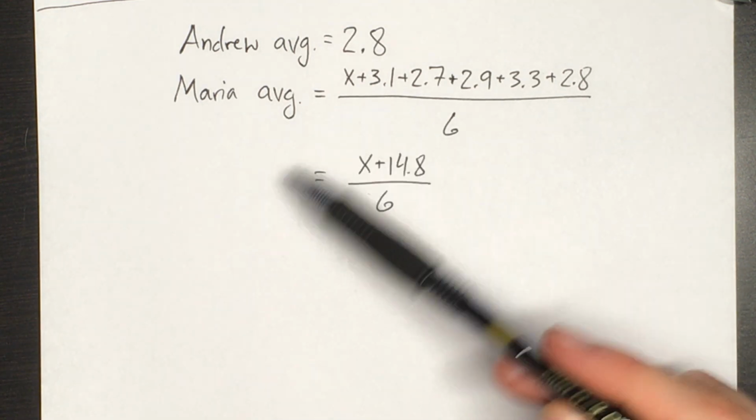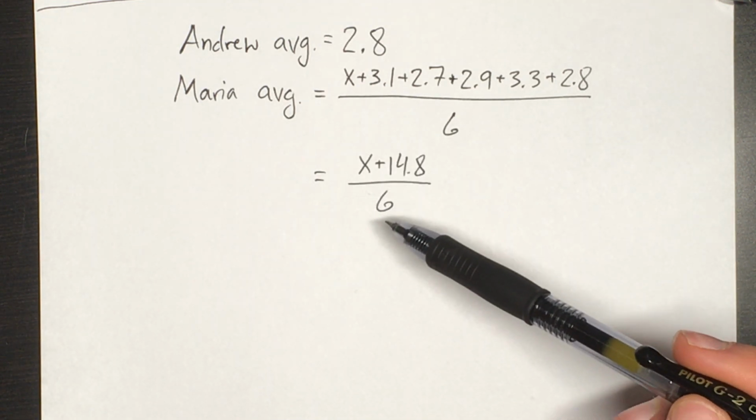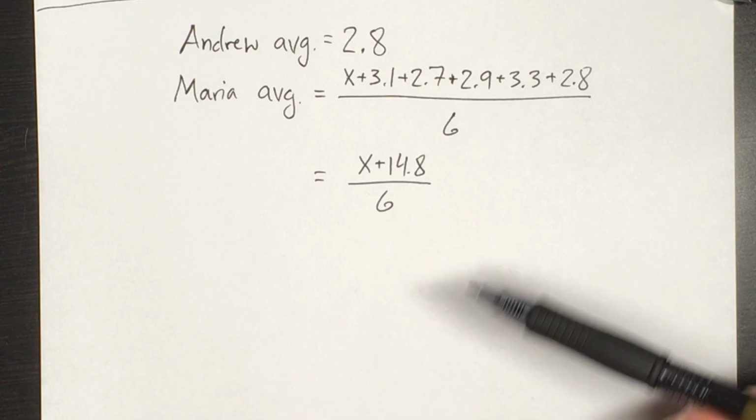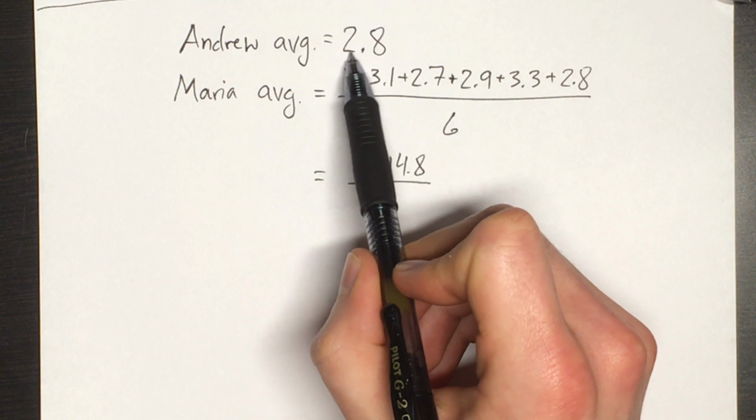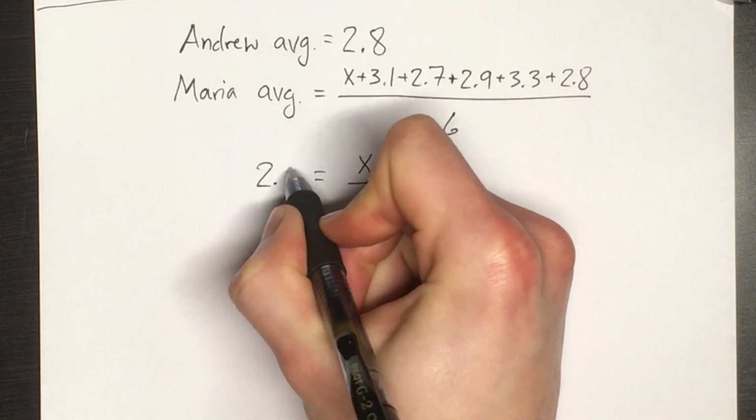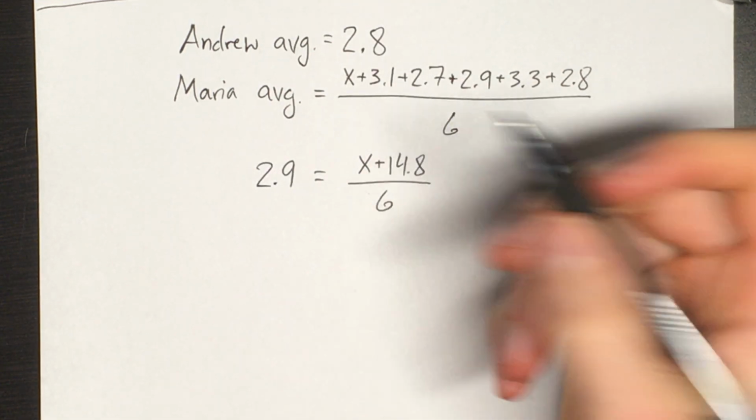So we need to know what this equals, right? Because we need to actually solve for x. Well, luckily we're already told that. We're told that her average is 0.1 kilograms greater than Andrew's. We know Andrew's is 2.8, so that means this is equal to 2.9. From here, let's just solve for x.